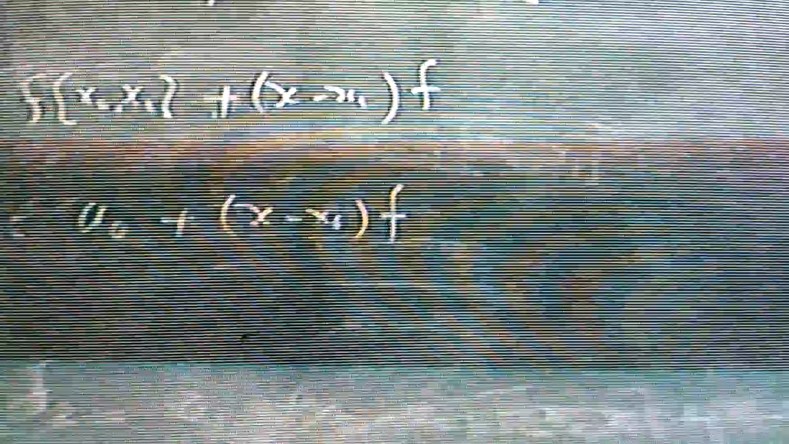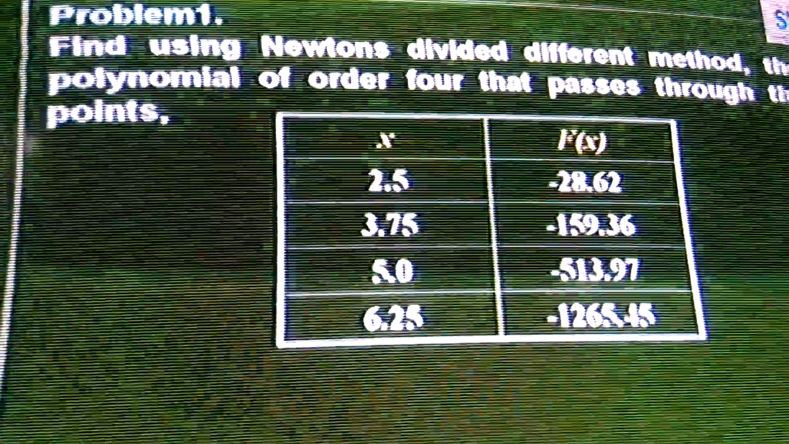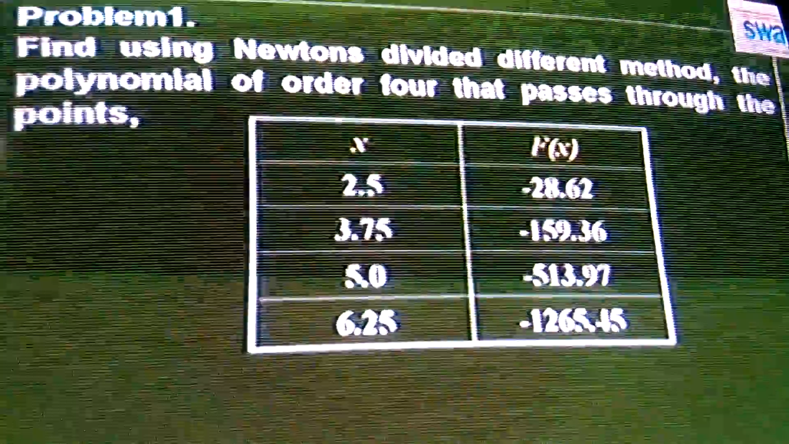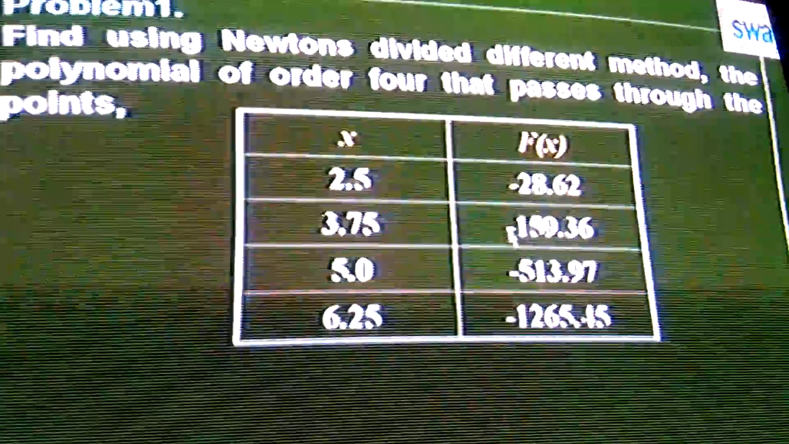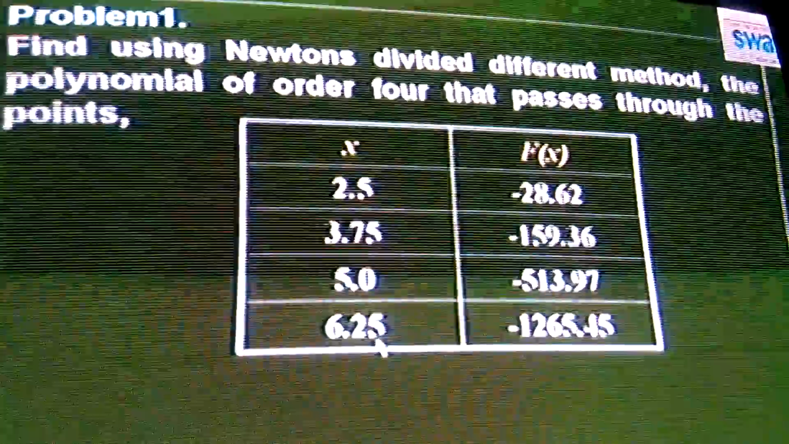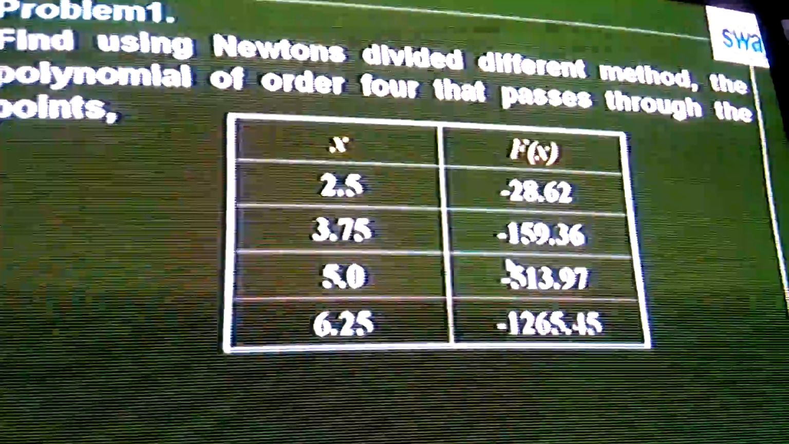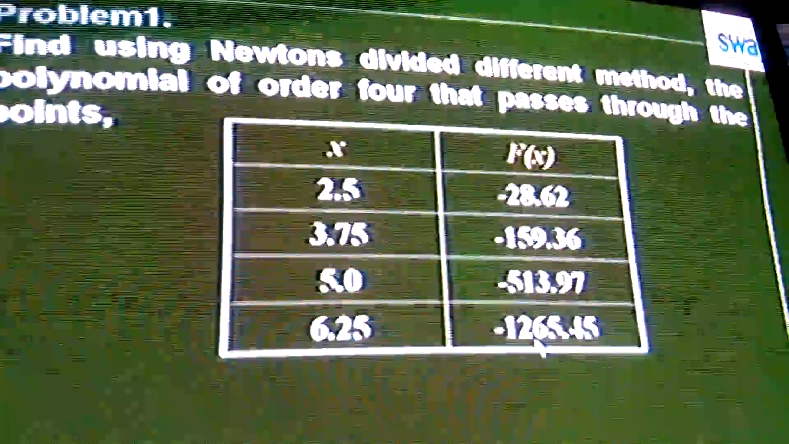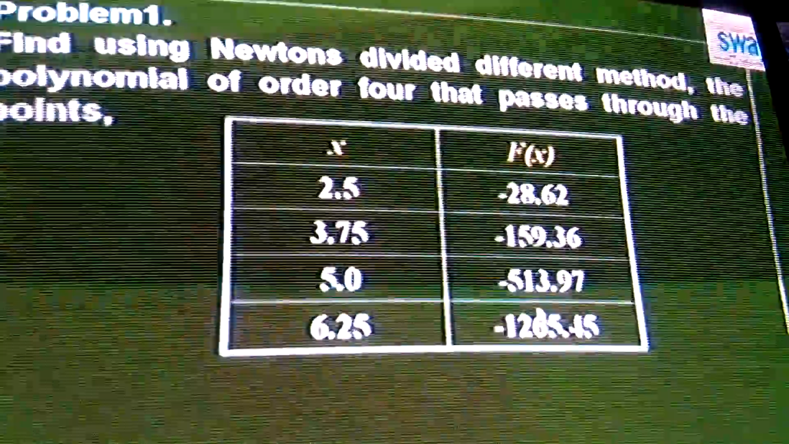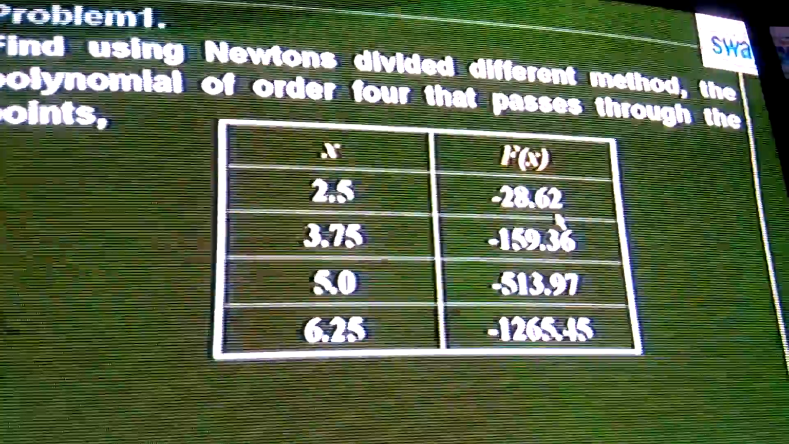Okay, so now I give this a small problem here which we can work out, or we will just do that here. So we have, let's say, a function given at x 2.5, 3.75, 5 and 6.25, and the function values are given as minus 28.62, 159, 513, 1265. Okay, so we have 1, 2, 3, 4 points at which the function is known.